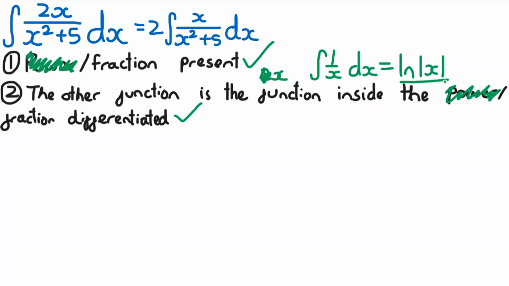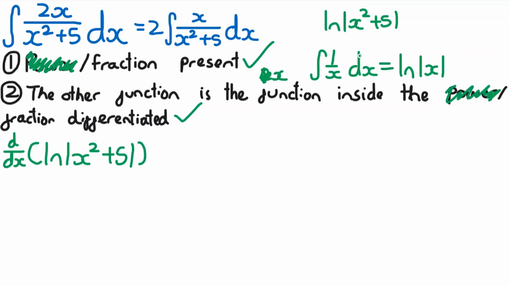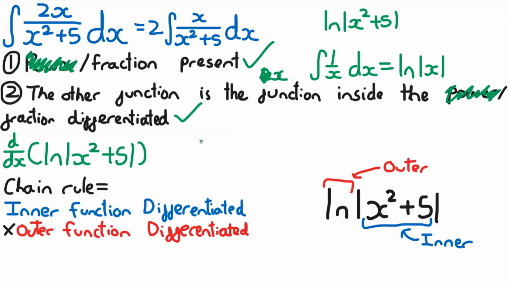So rather than considering the natural log of x, because we've got this x squared plus 5 instead, we're going to consider the natural log of x squared plus 5. So we've replaced this x with the x squared plus 5, the natural log of the modulus of x squared plus 5. Let's differentiate the natural log of this x squared plus 5. To differentiate this, we need to use the chain rule again. The inner function is this x squared plus 5, and the outer function is this natural log. The chain rule is the inner function differentiated, which is this x squared plus 5 differentiated.